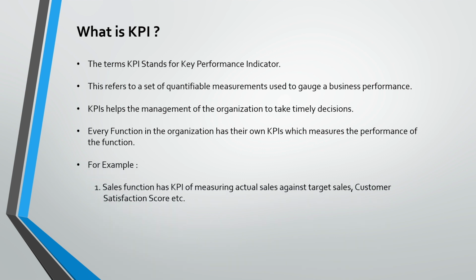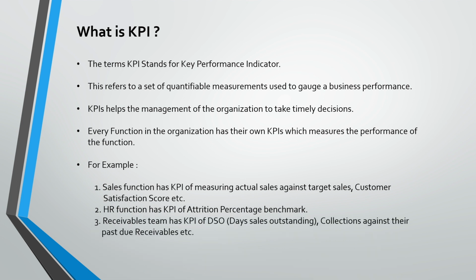For example, let's say the sales function has a KPI of measuring actual sales against the target sales. They have a KPI of measuring the customer satisfaction score, etc. Similarly, HR has a KPI of measuring the attrition percentage against the benchmark attrition rate. Account receivables have a KPI of measuring the day sales outstanding, which represents how many days they take to collect the money from the customer. Similarly, they have a KPI of collecting the payment against the due receivables.